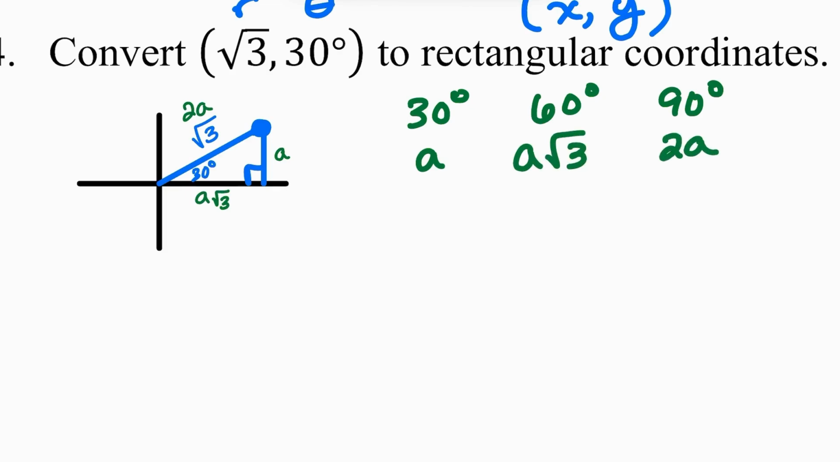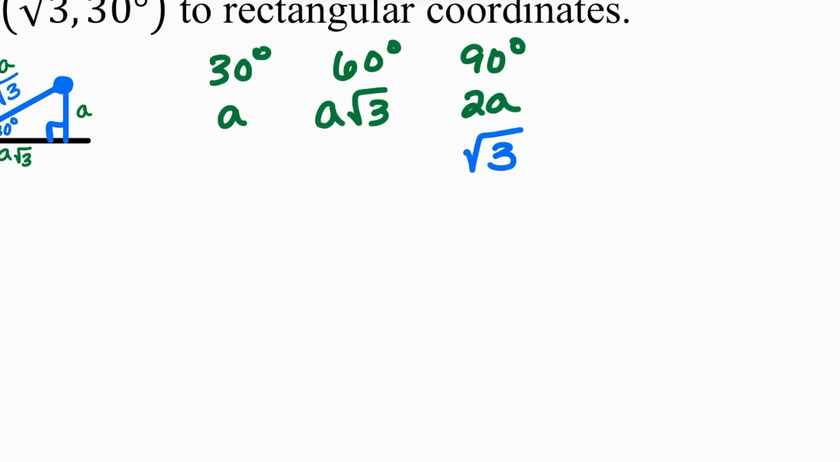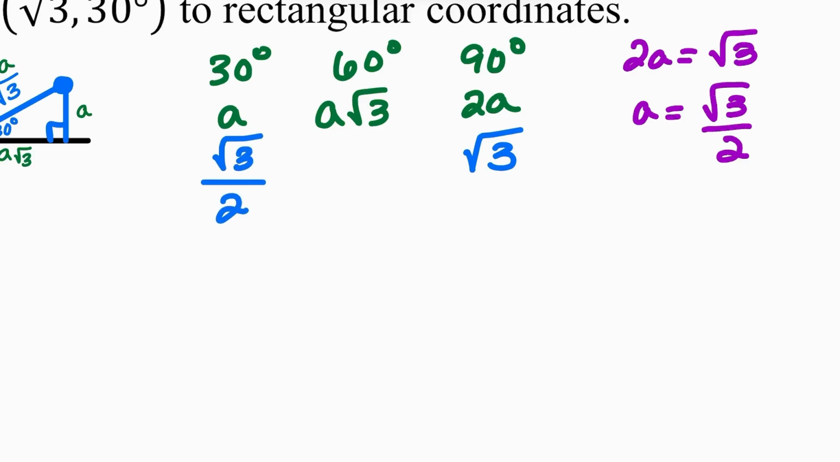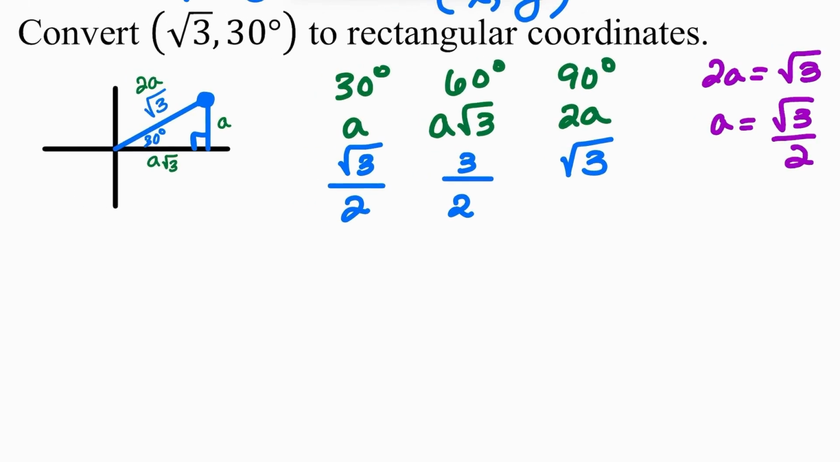But in this problem, they told us the hypotenuse is root 3. So that means 2A is root 3. I'm going to do that work over here. So 2A is supposed to be root 3. If you divide both sides by 2, you get root 3 over 2. So that means A, which is the side length that's opposite of the 30, is root 3 over 2. And then at 60 degrees, it's root 3 over 2 times root 3, which is 3 over 2. So those are the side lengths of this triangle with the hypotenuse of root 3.